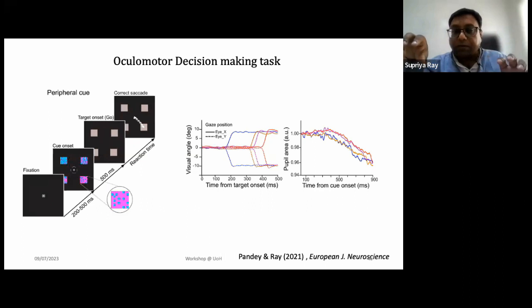There are 4 checker boxes. Each checker box is a mixture of cyan and magenta. As you can see in the next 2 panels here, the middle one shows the eye position and the rightmost one shows the pupil area. Next, please.